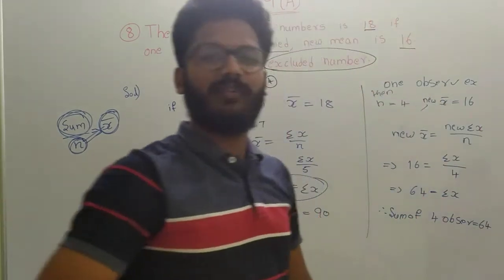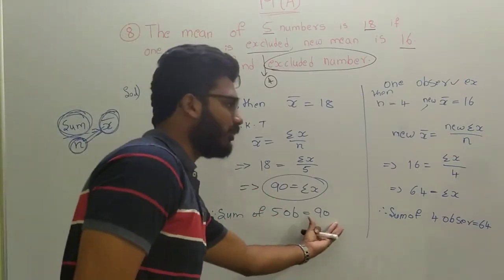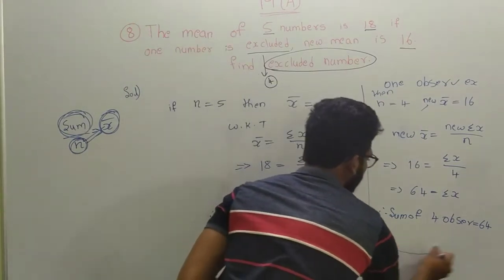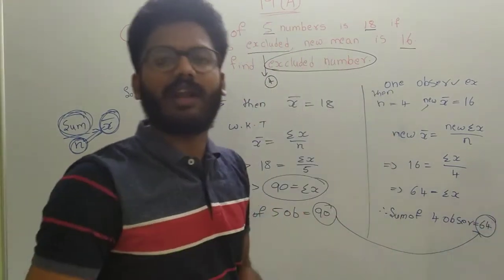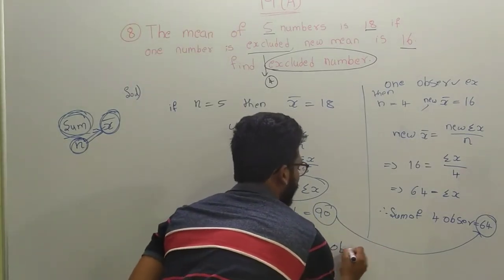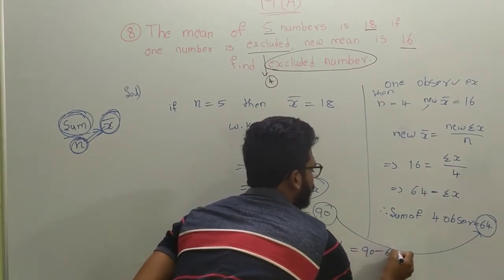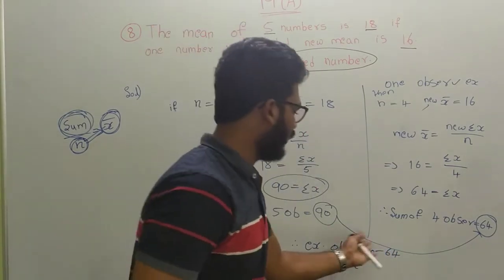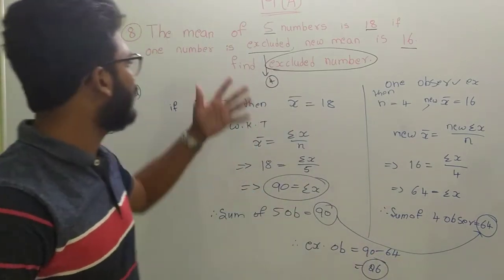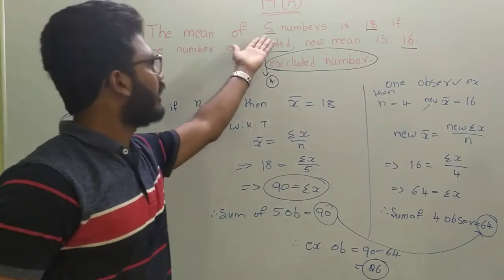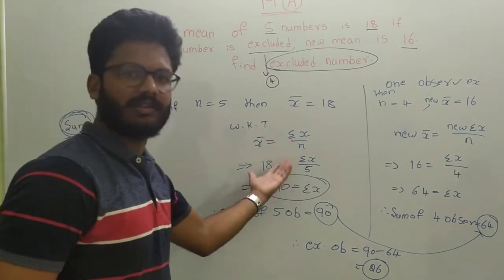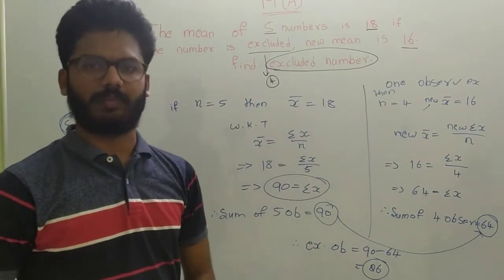Now, in order to find the fifth observation, what we have to do? Here there are 5 observations and in this we have only 4. So the difference between these two is nothing but the removed, excluded observation, right? So, 90 minus 64, therefore the excluded observation is 26. Clear? Whenever they give like this, the number of observations and mean, or else old mean, new mean, you have to find the sum first, the sum in both cases, and then you have to proceed.